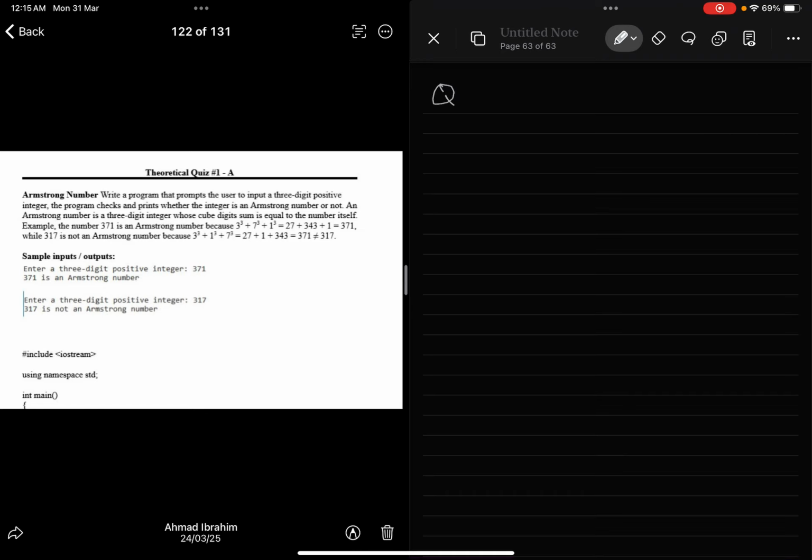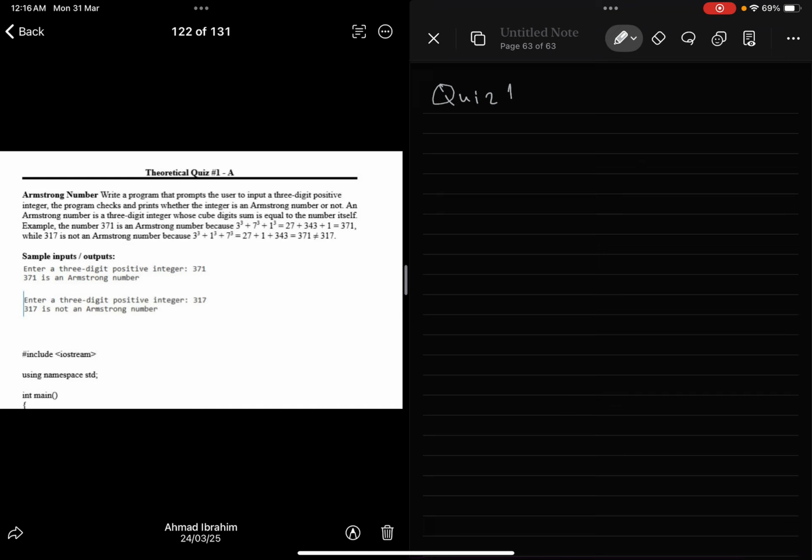Now we have a question from quiz 1. So, question 1. Basically, he wants us to write a program that prompts the user to input a 3-digit positive integer and checks whether the integer is an Armstrong number or not. An Armstrong number is a 3-digit number whose cube digit sum is equal to the number itself.